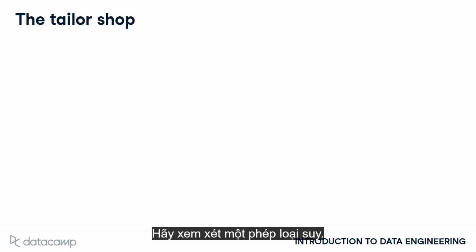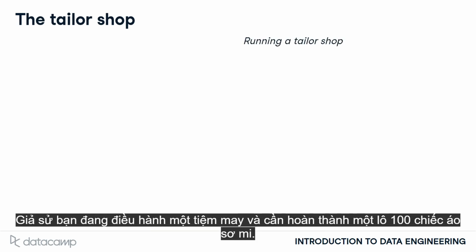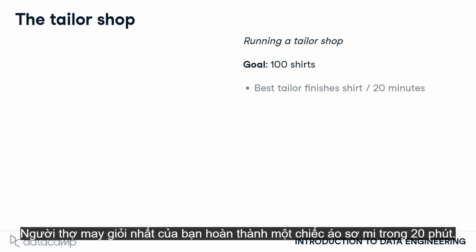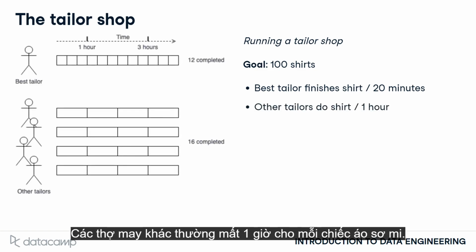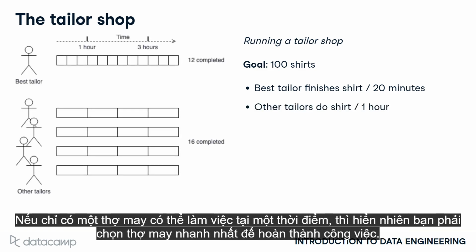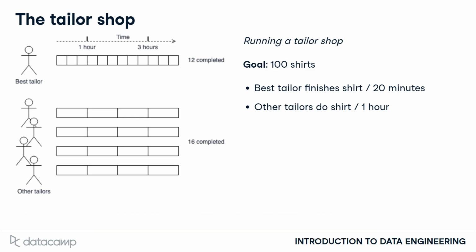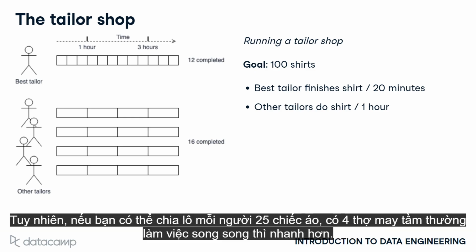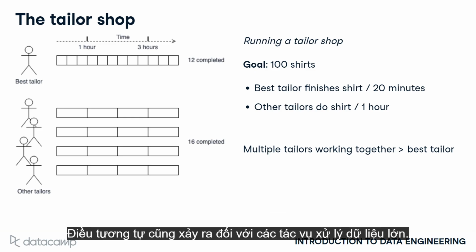Let's look at an analogy. Let's say you're running a tailor shop and need to get a batch of 100 shirts finished. Your very best tailor finishes a shirt in 20 minutes. Other tailors typically take 1 hour per shirt. If just one tailor can work at a time, it's obvious you'd have to choose the quickest tailor to finish the job. However, if you can split the batch in 25 shirts each, having 4 mediocre tailors working in parallel is faster. A similar thing happens for big data processing tasks.